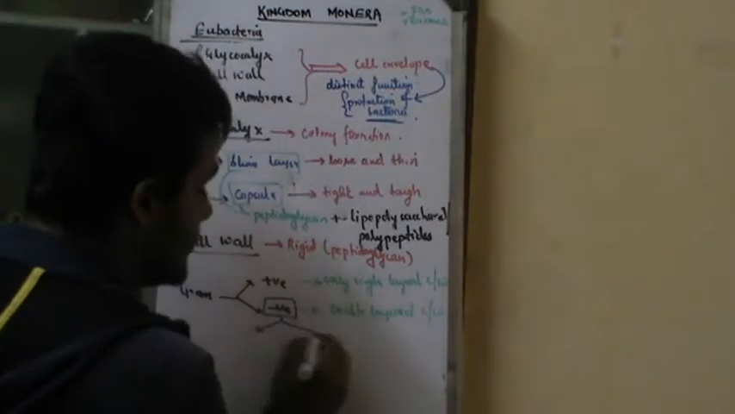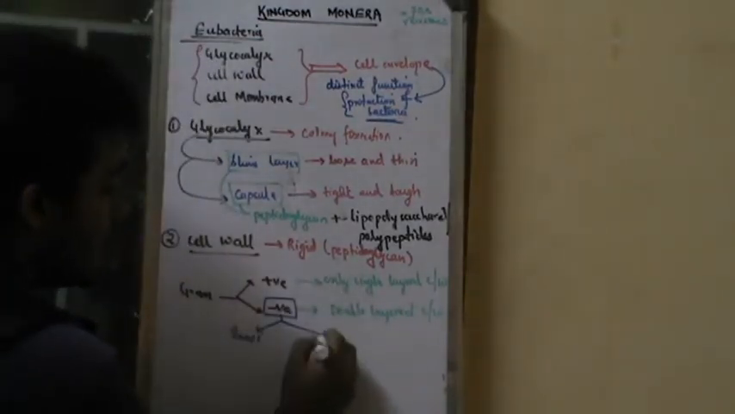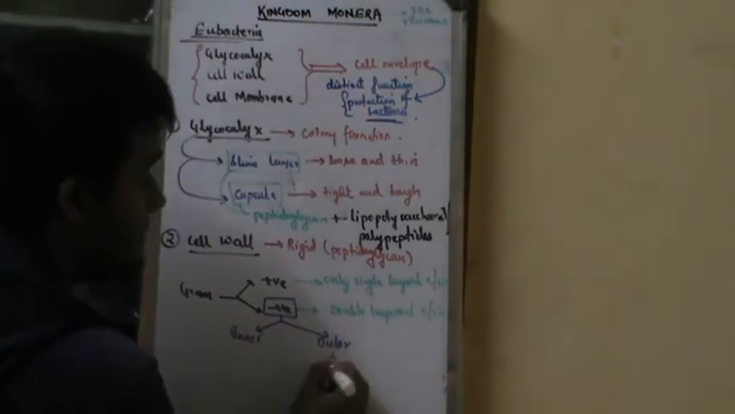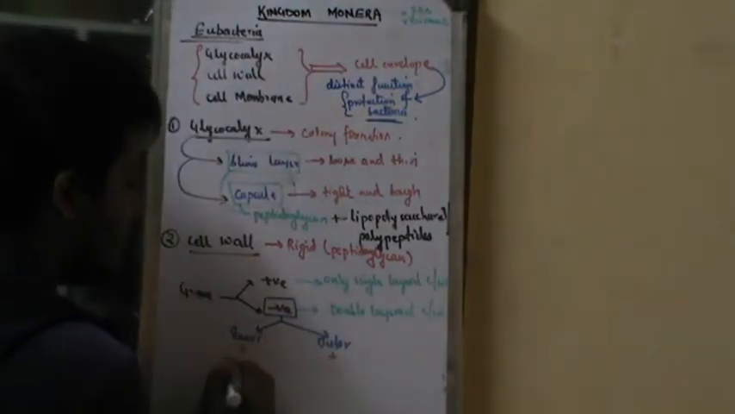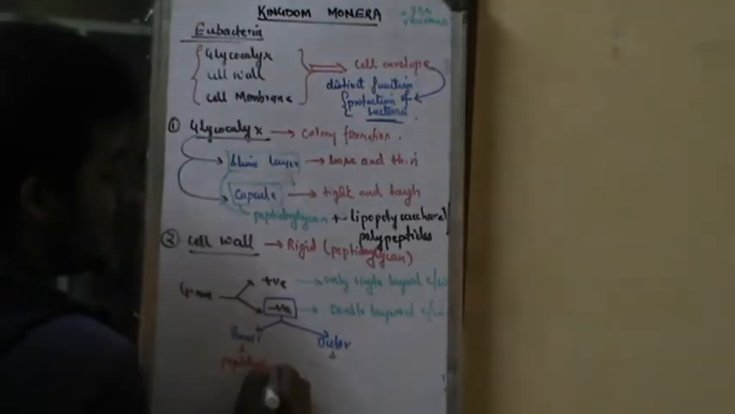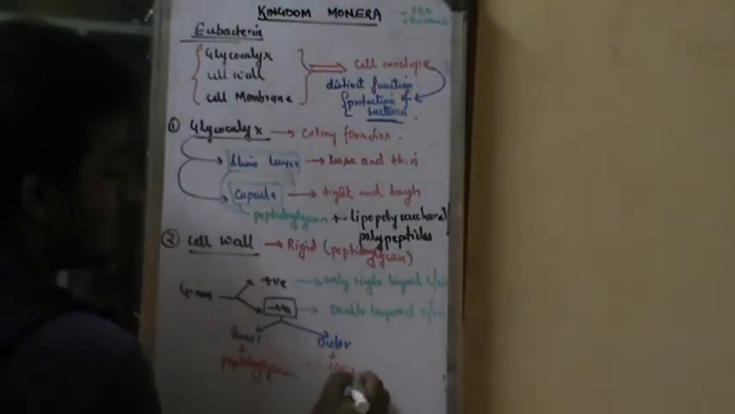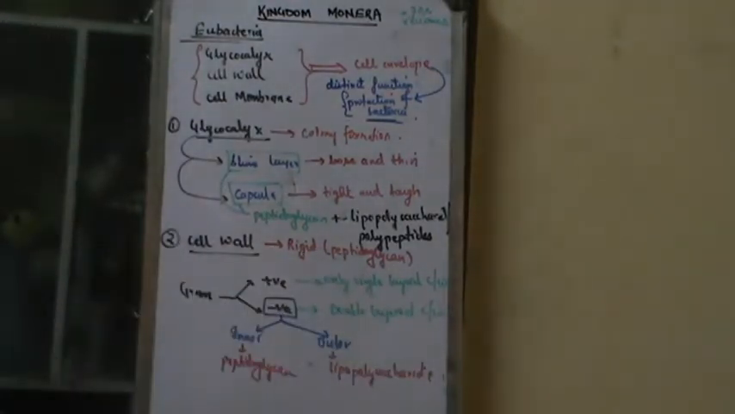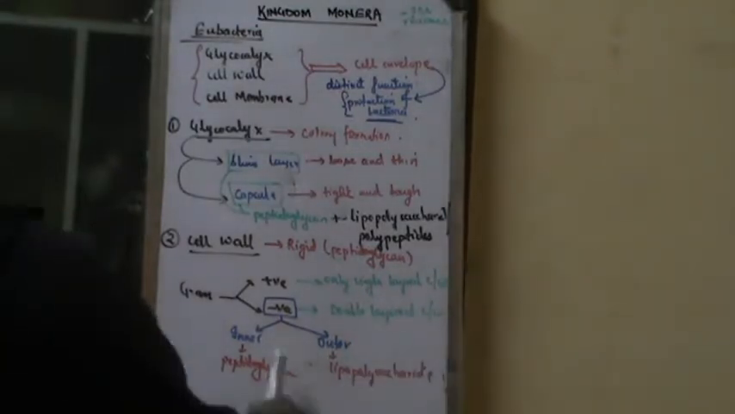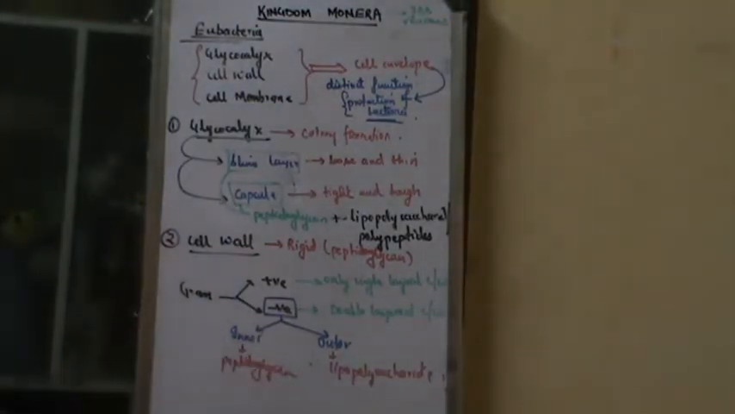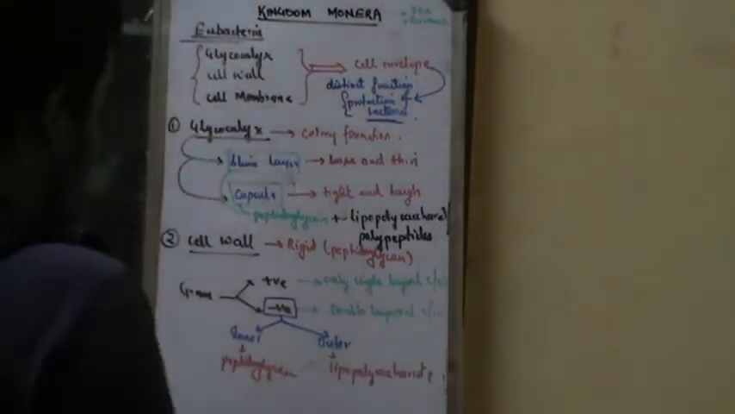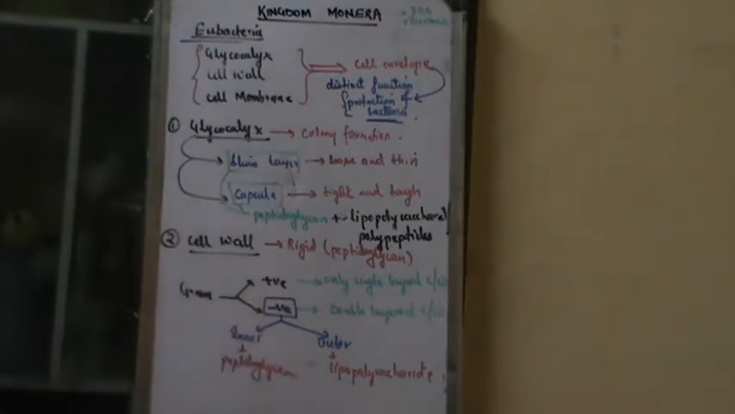Now double layer means there will be one inner layer and one outer layer, right? So always, always, always remember, the inner layer is going to be made up of peptidoglycan, and the outer layer is going to be made up of lipopolysaccharide. It's very, very, very important that you understand, right? Gram positive, gram negative bacteria have inner and outer layer. The inner layer is made up of peptidoglycan, outer layer is made up of lipopolysaccharide. Okay?